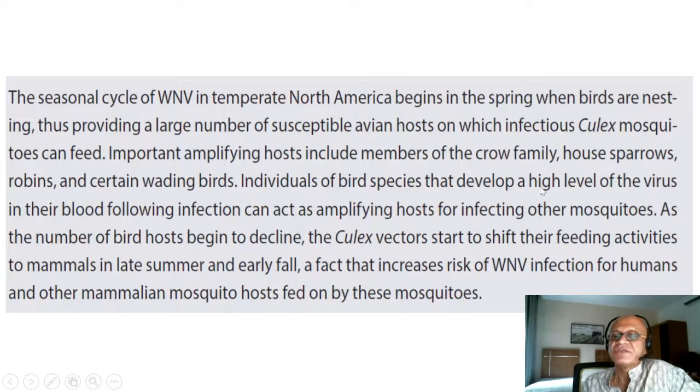Individuals of bird species that develop a high level of virus in their blood following infection can act as amplifying hosts. It's kind of a bioamplification that we talked about for certain HABs, the toxins released by certain harmful algal blooms. For example, shellfish tend to amplify those.